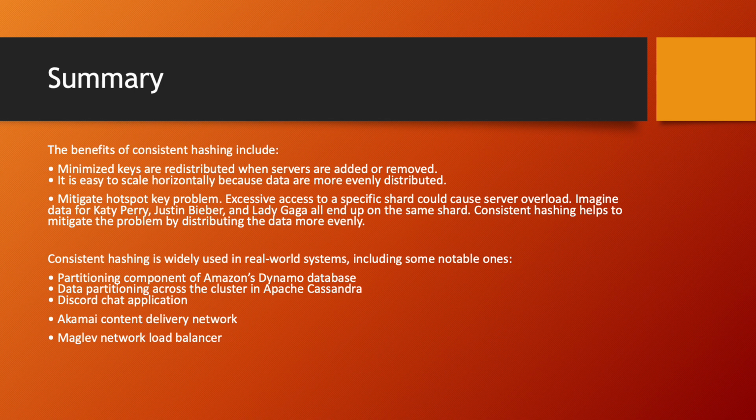Consistent hashing is widely used in real-world systems, including some notable ones: the partitioning component of Amazon's Dynamo database, data partitioning across clusters in Apache Cassandra, the Discord chat application, the Akamai content delivery network, and the Maglev network load balancer.